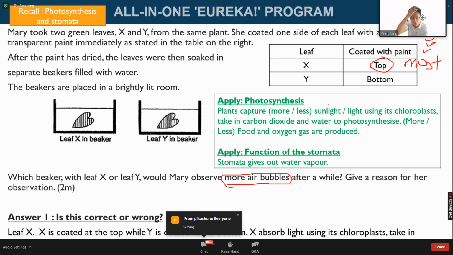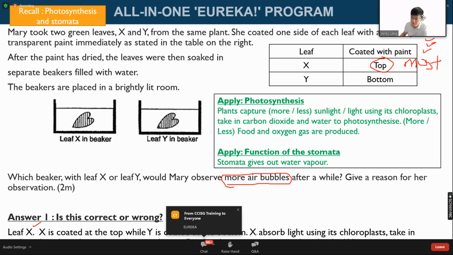Understand? You can type Eureka in the chat box. Okay, thank you. So now we understand why it's the underside, because most of the stomata are not covered by the pane. So do you expect to see more bubbles? Of course. You see, you understand the concept. Easy for MCQ. But for open-ended questions, details are missing here and there.